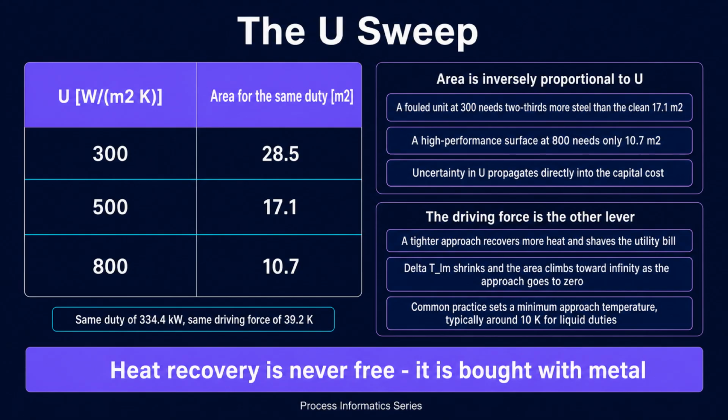The driving force behaves the same way, and that is where the designer has a lever. Chase a tighter approach between the streams, recover more heat, and shave the utility bill, and the log mean shrinks while the area needed climbs toward infinity as the approach goes to zero. Heat recovery is therefore never free. It is bought with metal. Common practice settles the argument with a minimum approach temperature, typically around 10 Kelvin for liquid duties, which is precisely the parameter pinch analysis takes as its input.